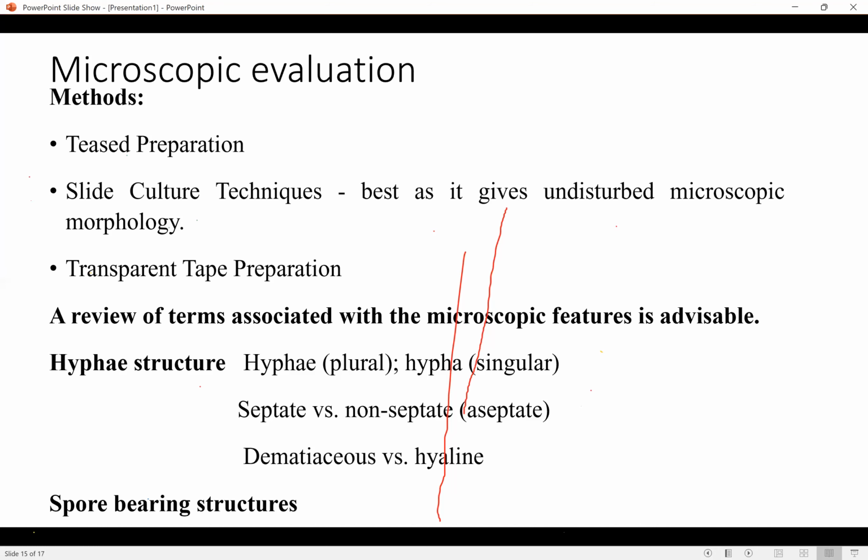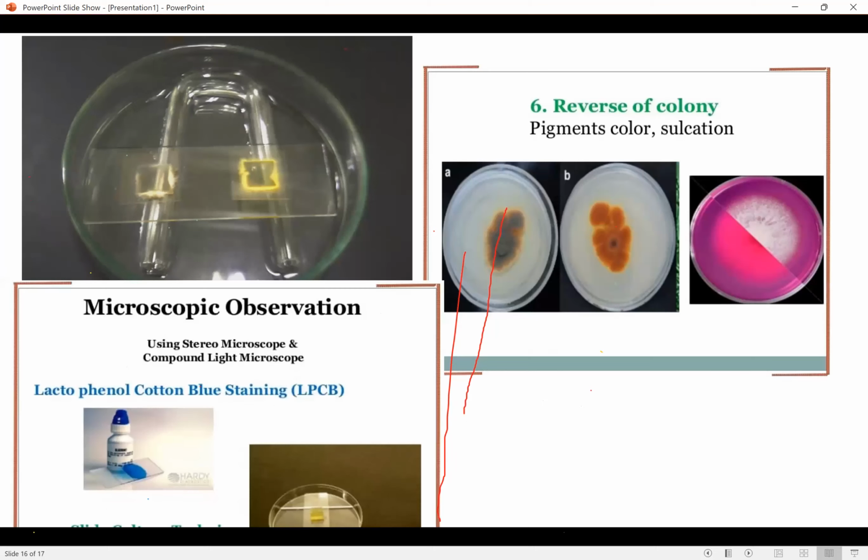You also want to look at the hyphae structure. Is it septate or non-septate? Is the pigmentation dematiaceous or hyaline? So we mean by that, is the pigmentation dark or is it transparent? These are things that you want to look at. So this is a slide preparation we are about to do.